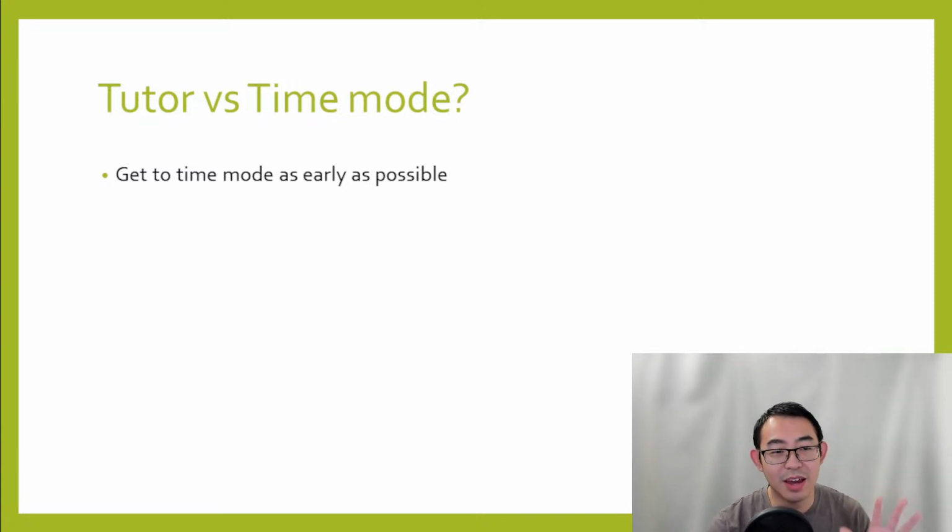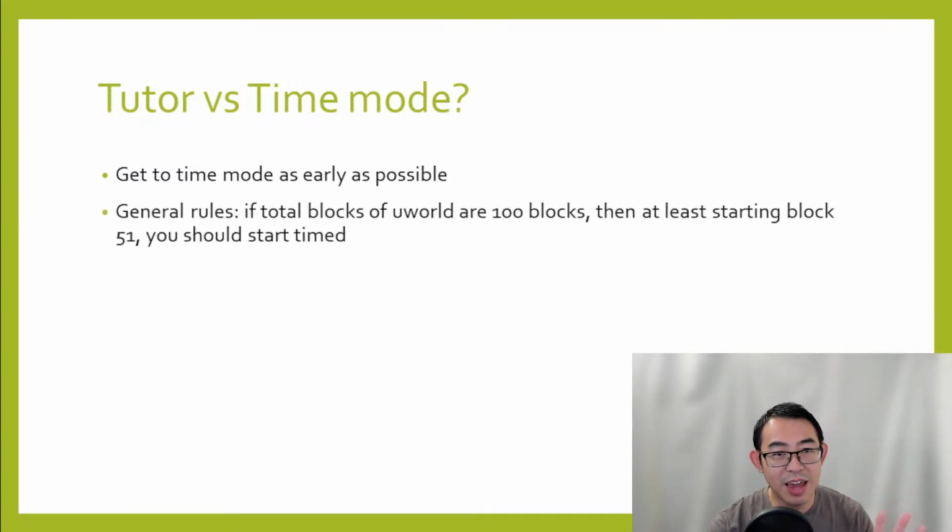Okay, fine. In general, let's say there are 100 blocks. I believe there are 4,000-ish questions in UWorld now. So if one block is 40 questions, it's about 100 blocks, right? Now, if there are 100 blocks, I would recommend that you at least start timed mode at block 51. Not at block 60 or block 70. At least at block 51, so half, you should start timed mode. You should be able to do timed mode, actually.